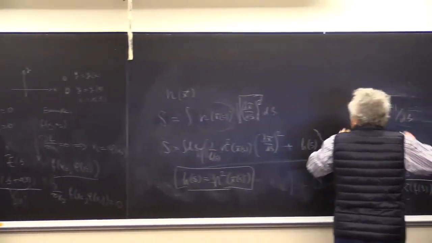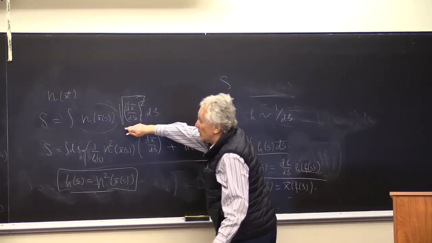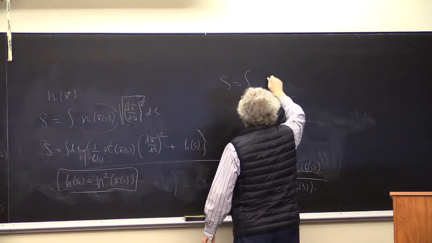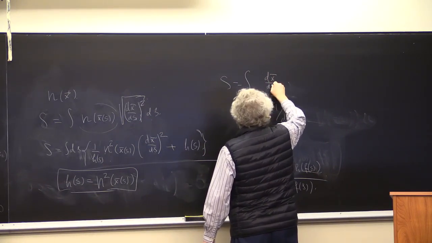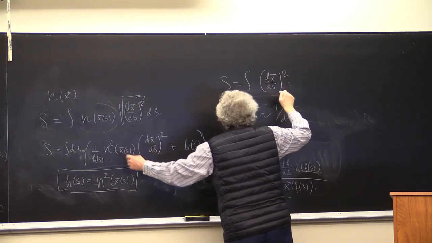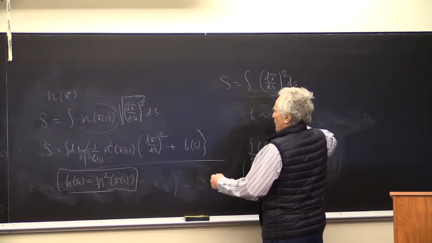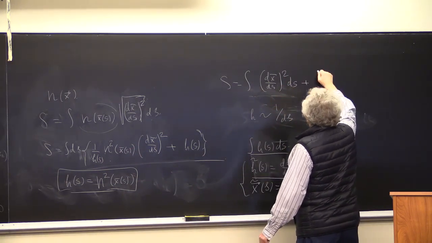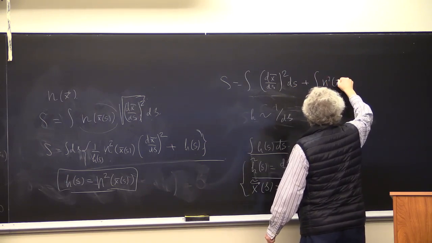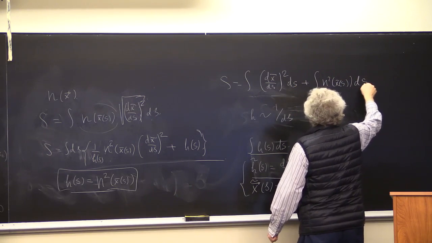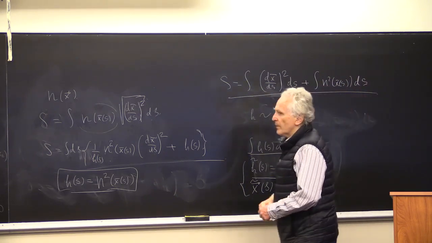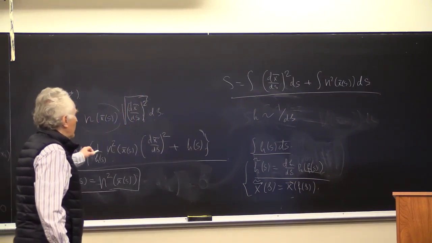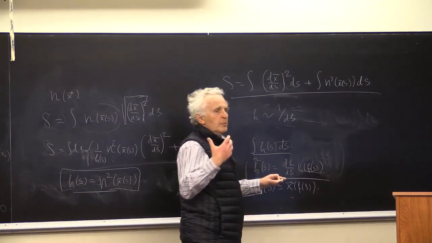All right, and then we get the action which must be equivalent to the original one. So we have the action, the integral of dx ds square. N square disappeared from here. Plus the integral of n square of x of s ds. Why are we allowed to choose h of s? Because you see, we can choose h of s to be any function.